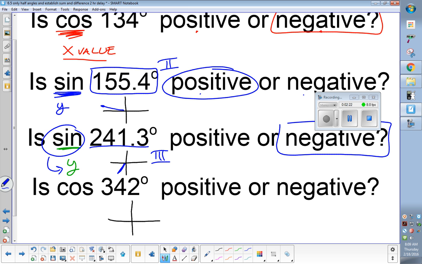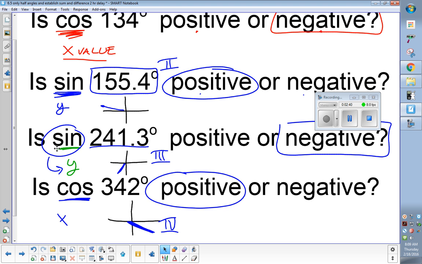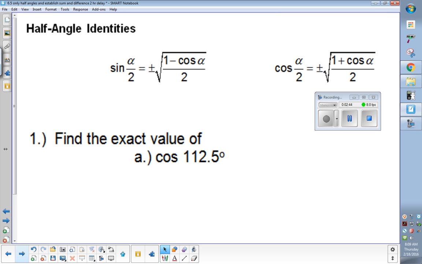And then the last one, cosine of 342. Well, 342 would be somewhere over there in the fourth quadrant. So if we're doing cosine, which is x values, in the fourth quadrant x values would be positive. Okay, so that's a little bit of just a quick introduction, probably not too hard. We're going to use that today.